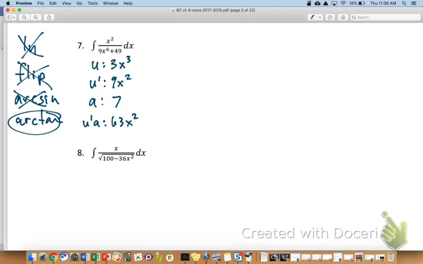But Timmy's off by a pretty big factor. We just need to multiply by 63 and multiply the outside by 1/63. And now this does perfectly fit an arctan. So I'd go 1/63 arctangent of 3x cubed over 7. Don't forget the plus c.